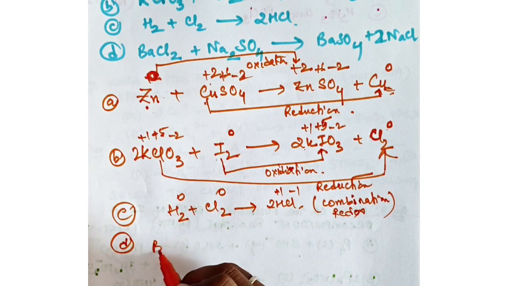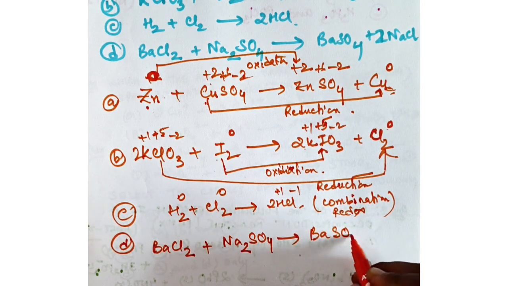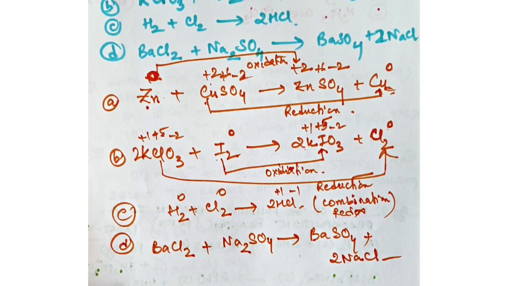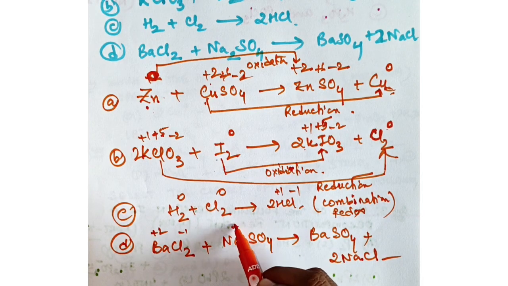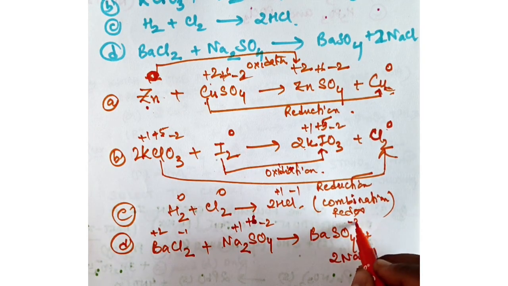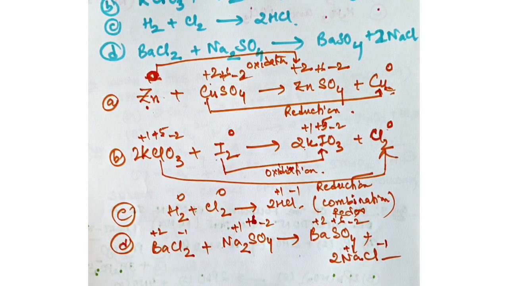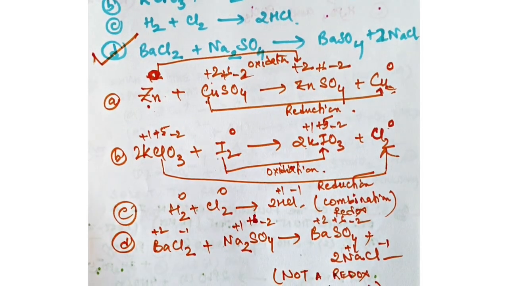Number D. See here, BaCl2 plus Na2SO4 gives BaSO4 plus 2 NaCl. Now see here, chlorine is -1, so barium is +2. Here sodium is +1, oxygen is -2, 4 times 2 is 8, so sulfur is +6. Then barium is +2, sulfur +6, oxygen -2, and sodium +1, chlorine -1. So all the oxidation states are similar, the oxidation state is not changing for any atom, hence this is not a redox reaction. So your answer should be number D.